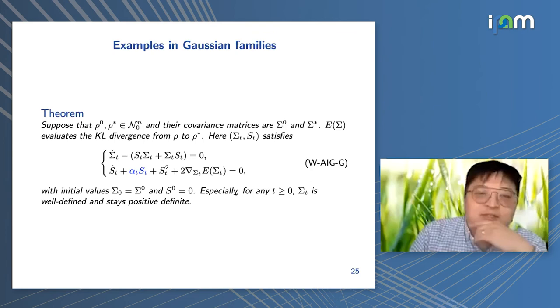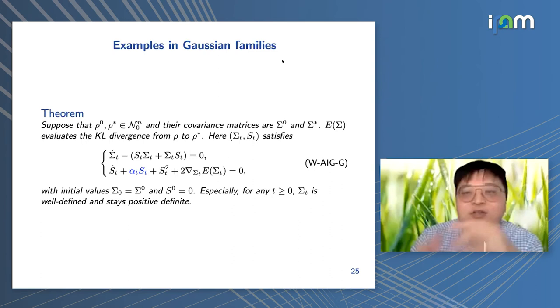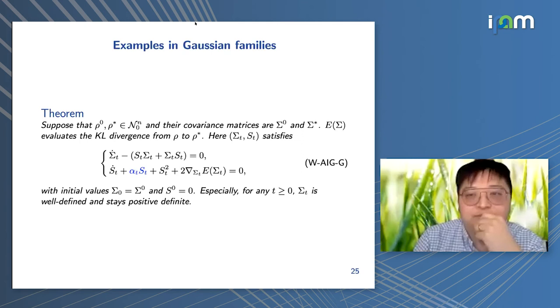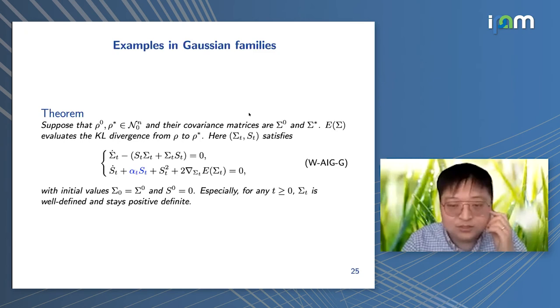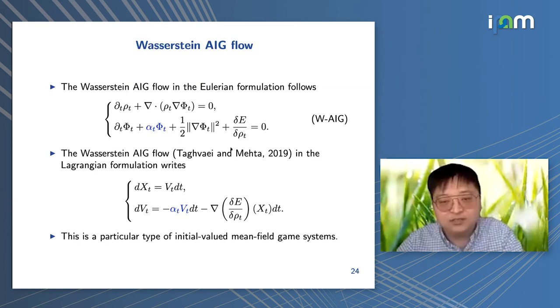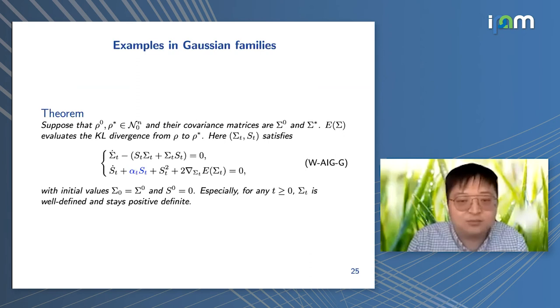This is very abstract. Let's look at something very, very concrete. Let's work on Gaussians, because in sampling, many problems are Gaussian, in finite dimension. Suppose rho zero and rho star are Gaussian distributions with zero mean, and you only see their variance. And my energy function will only work on the KL divergence from rho to rho star. In other words, your PDE here is very special. It means your initial value is a Gaussian distribution, and your target measure is a Gaussian distribution. So in this case, we can explicitly write down the PDE into ODE pairs as follows.